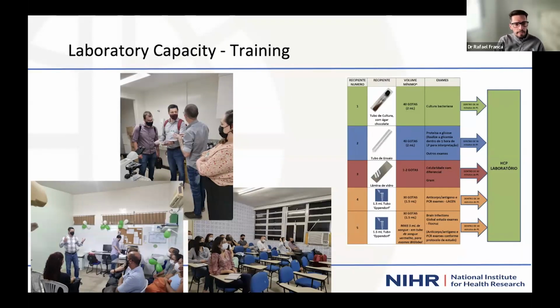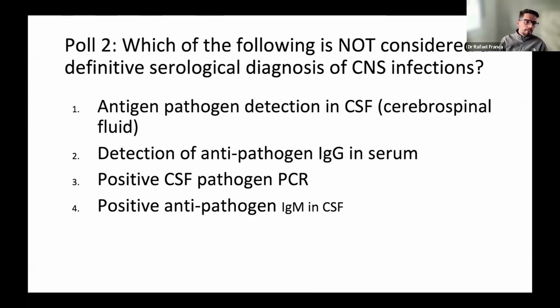And on top of that, next slide, please. There is a poll question. Which of the following is not considered a definitive serological diagnosis of CNS infection? Okay, this is correct. Detection of IgG in serum is not considered a definitive serological diagnosis of CNS infection. So next slide, please.